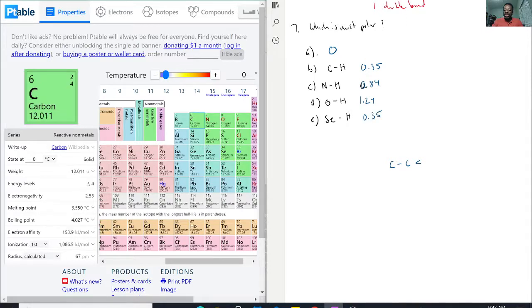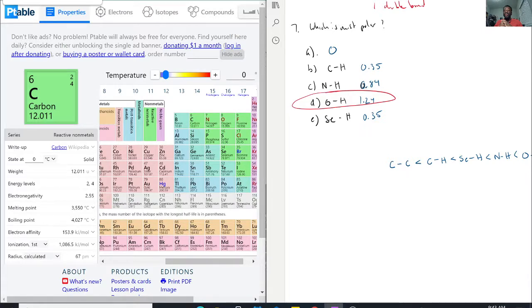As you can see here, if we organize it, assuming size did play into effect, it'd be CC, CH, SeH, then NH, and then the winner would be OH, because the most polar one is indeed D, the bond between oxygen and hydrogen. All we did was go through our electronegativity differences. Just be aware that when they're asking which bond is the most polar, typically they're asking which one has the greatest electronegativity difference.